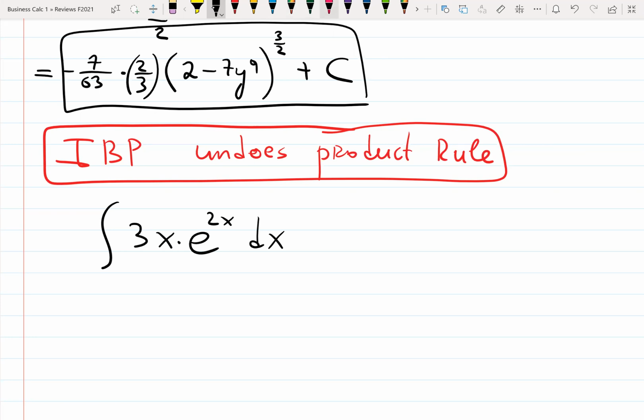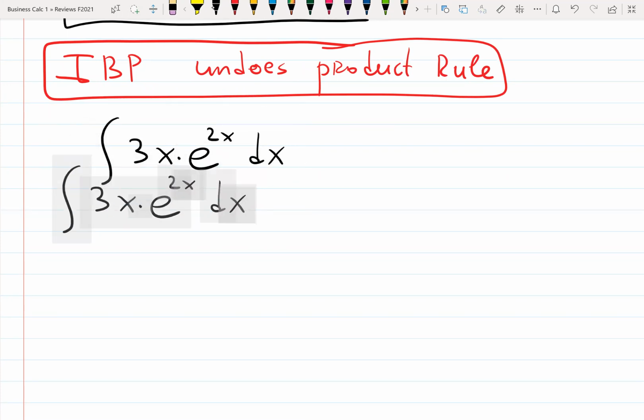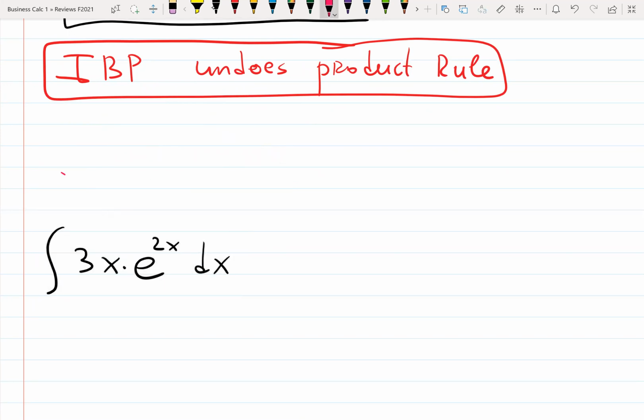Did you guys learn LIATE? I posted my videos, so it might be there. LIATE is a very nice trick, which I learned in the United States, and it was so upsetting that I never knew that, and I was struggling a lot. LIATE: how to choose your u for integration by parts. So LIATE tells you choose u to be whatever goes first in the list.